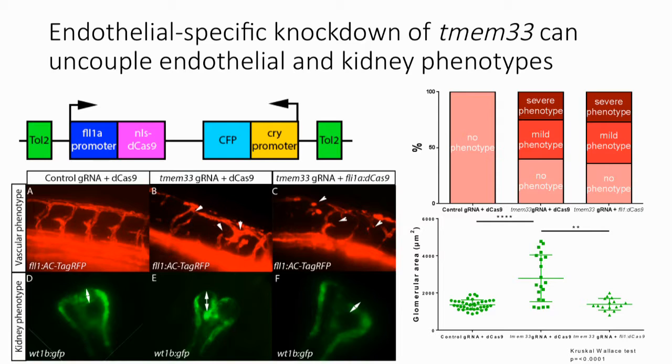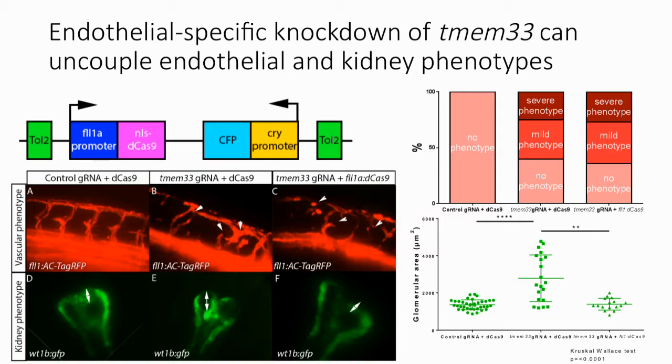So to recap, using the control guide RNA and ubiquitous dCas9, we get neither vascular nor kidney defects in panels A and D. Using ubiquitous dCas9 and tmem33 guide RNA, we get both vascular and kidney defects. But using the tissue-specific dCas9 with the tmem33 guide RNA, we get only the vascular defects, and the kidney is normal, which we can see in the quantification on the side. So we retain the vascular defects in the graph, and the graph below shows that we lose the kidney defects and it returns to the control area.